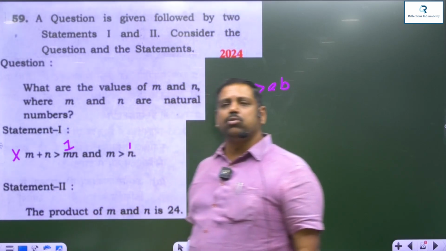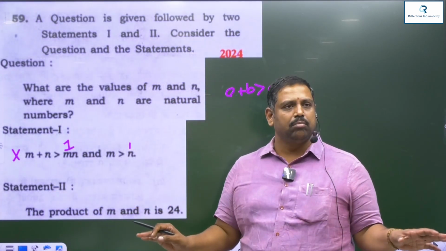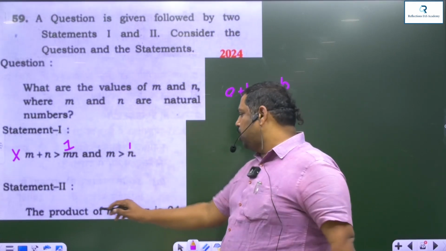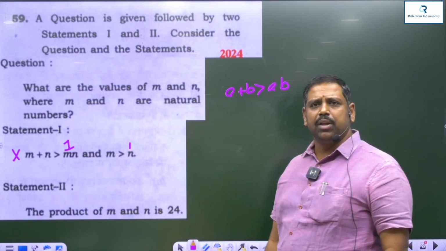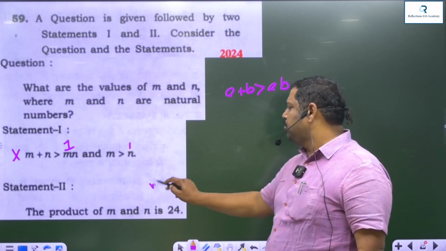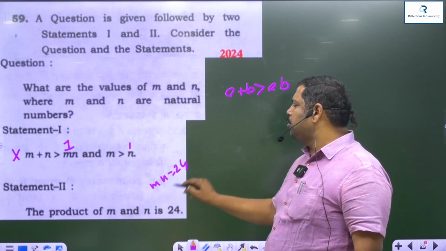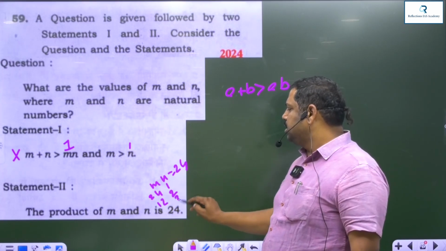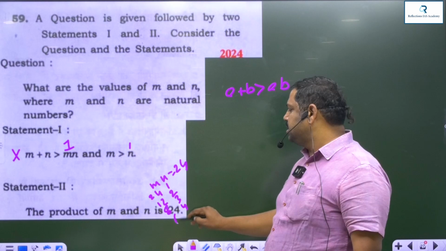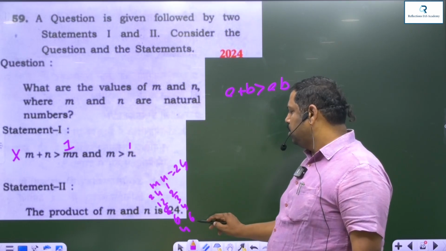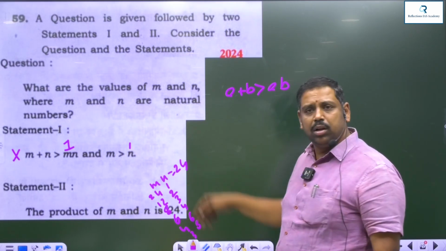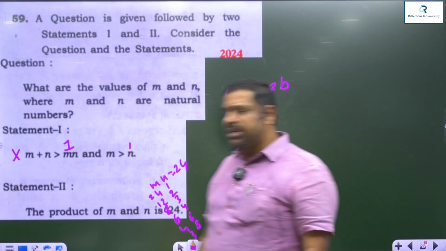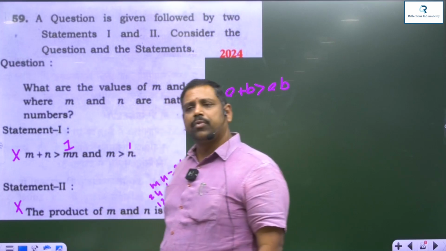When I am going to statement 2, first you have to forget statement 1. Then what happens here? The product of M and N is 24. If the product of M and N is 24, I have so many possibilities: 1 and 24, 2 and 12, 3 and 8, 4 and 6, 6 and 4, 8 and 3, right or wrong? You are not thinking about this one, right? That means the second one is sufficient or not sufficient to answer the question?